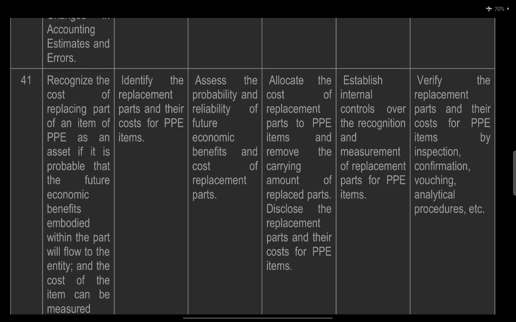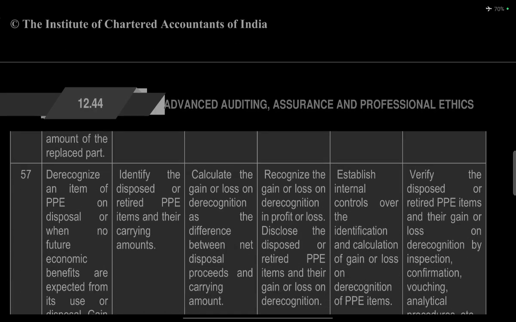Then in turn, what should be done? For ICFR, establish an internal control over the recognition and measurement of replacement of parts of PPE items. Then the auditing procedure for this condition: verify the replacement part and the cost of the PPE items by inspection, confirmation, vouching, and analytical procedures.